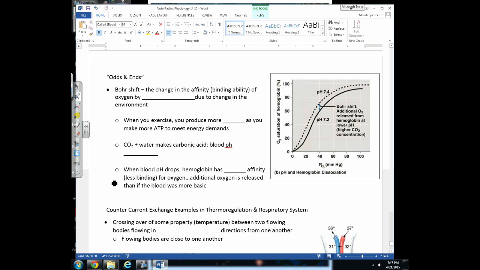Okay, so finishing up just a few odds and ends. I think the Bohr shift is pretty complicated, and I've seen lots of questions about the Bohr shift. Then we're also going to talk about the countercurrent exchange, and then be done with this unit. When we're talking about the Bohr shift, we are talking about something related to hemoglobin.